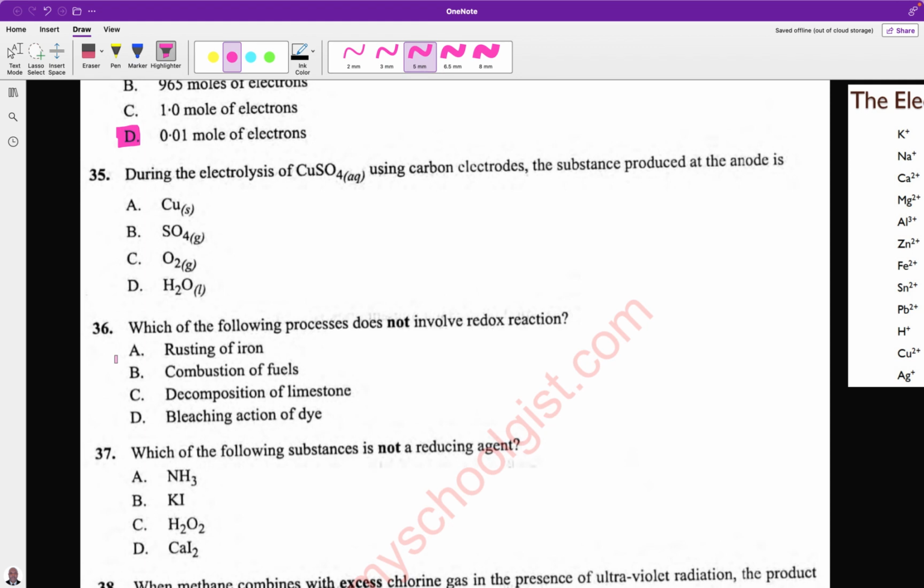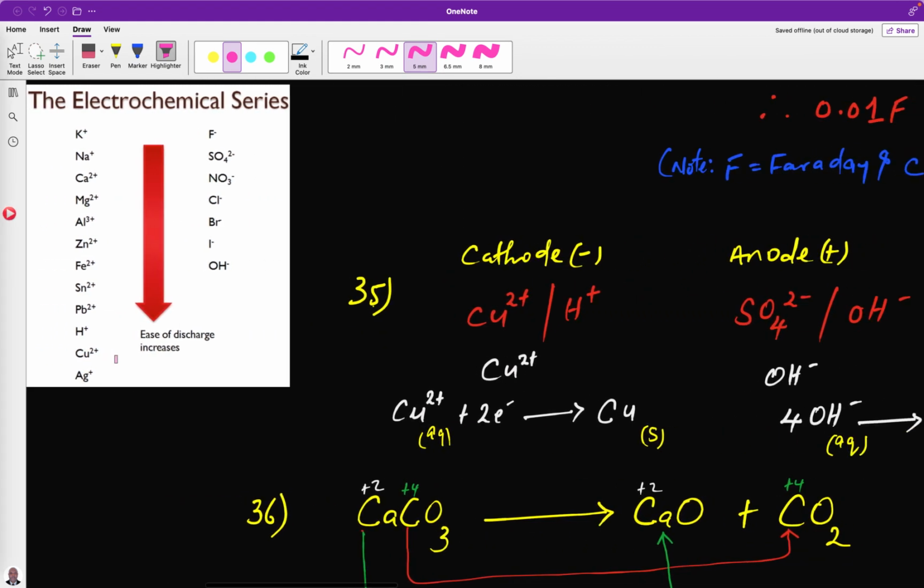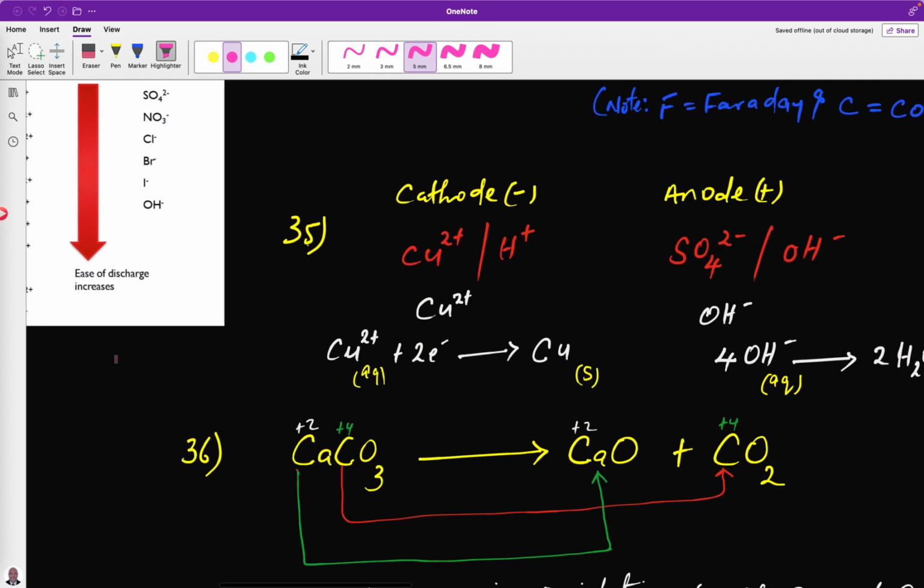Let's see how the system works. Now we have aqueous copper 2 sulfate, which means that there is copper sulfate in water. Water is going to produce two ions. The ions are the hydrogen ion and the OH ion.